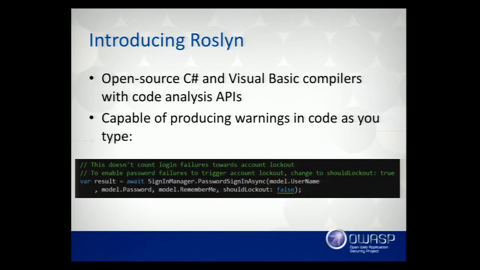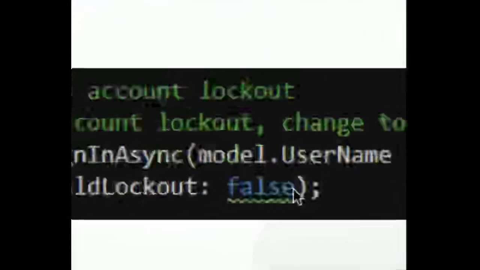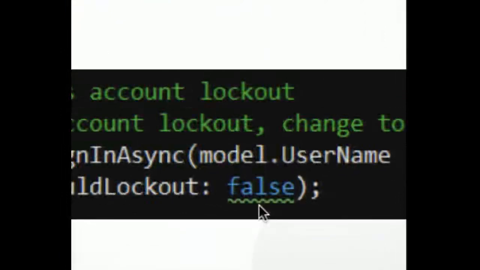So lots of people are currently writing Roslyn plugins. They're rewriting ReSharper most likely to work with Roslyn so you can get these squiggles in the code base. So if you look at the slide, it's kind of hard to see. Let me maybe zoom in on it here. Does everybody see the little squiggle under that false there?